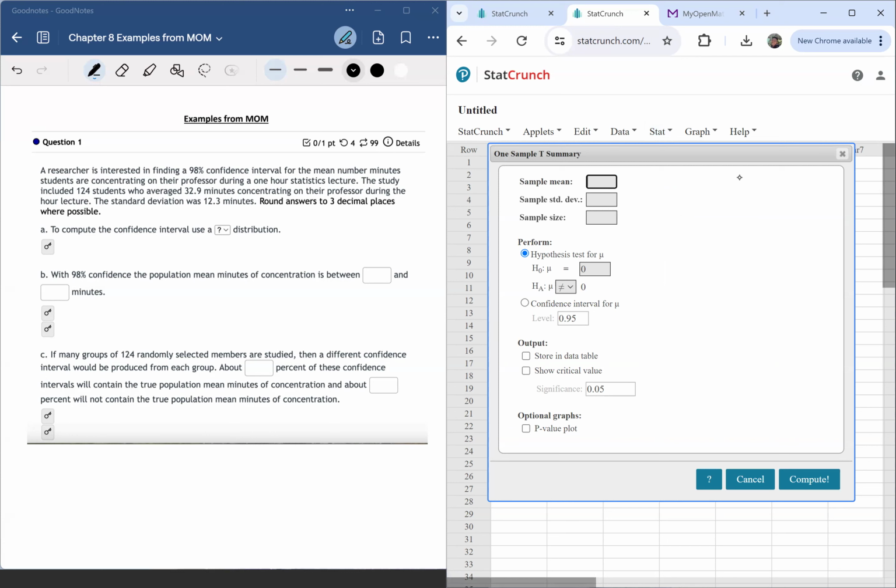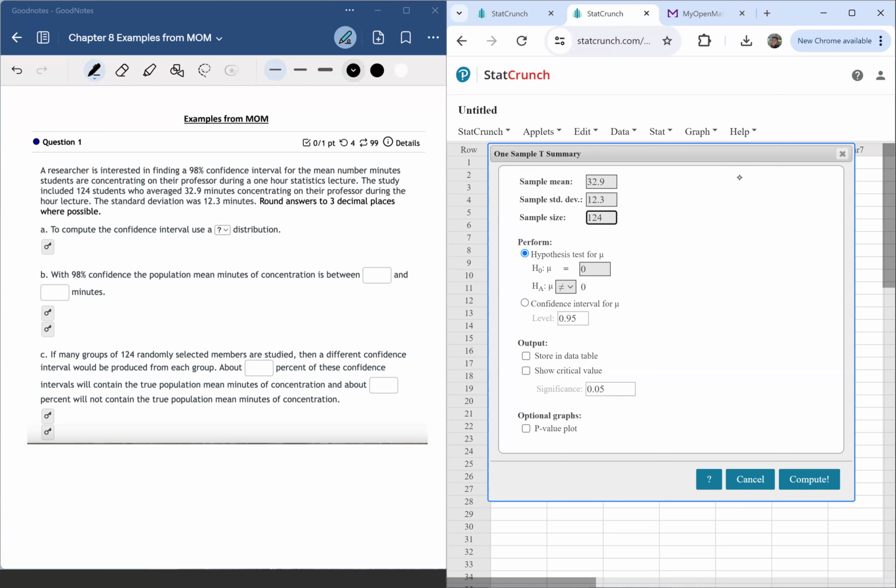So let's look at this question real quick again. It says the study included 124 students who averaged 32.9 minutes. So for the sample mean, I want to type in 32.9. And it says the standard deviation is 12.3 minutes, so I'm going to type 12.3 where it says standard deviation. Now the sample size is the 124 students that the study included.